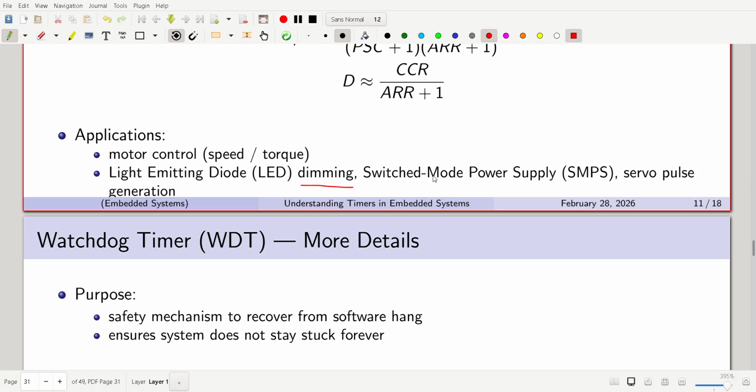Of course, this is a kind of switch mode power supply. So a MOSFET or other semiconductor switch is required for this servo pulse generation. So this is a kind of servo pulse.